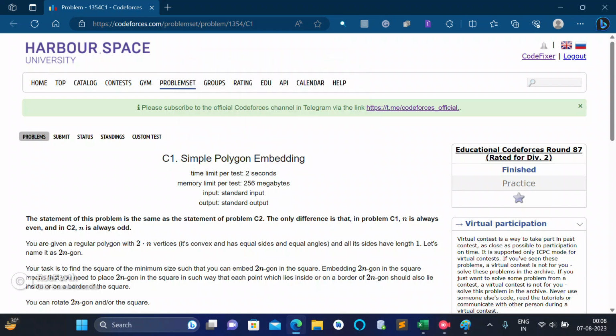Hello everyone, so today in this video we are going to discuss this question, Simple Polygon Embedding, which was asked in Codeforces Educational Round 87 Div. 2. In this question we have to tell the size of the side of the square which can easily embed, or we can easily enclose, or which can easily contain, a 2n-gon regular polygon.